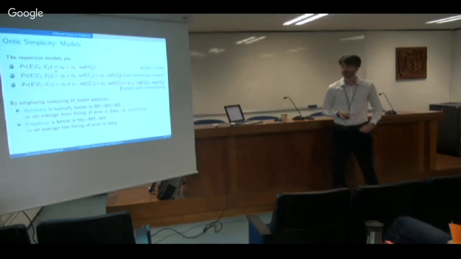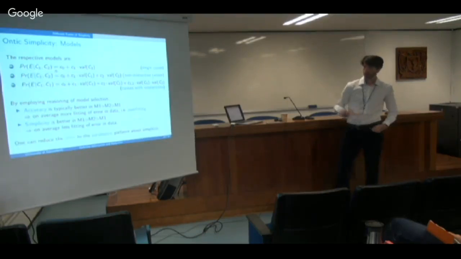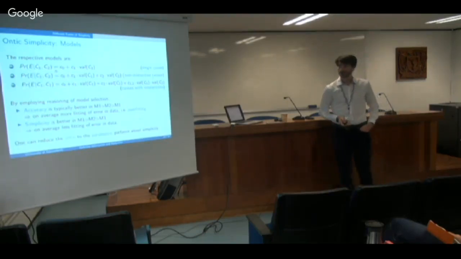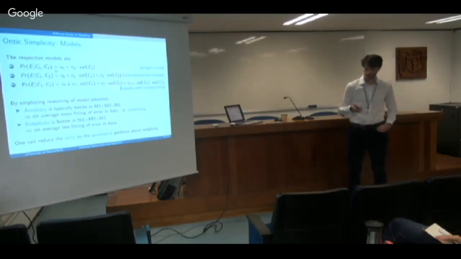But when it comes to simplicity, it's clear that this is simpler than this. Here I just need one cause for explaining the phenomenon, and here I even need interactive causes to explain the phenomenon. So for this kind of ontic simplicity, we can just apply the parametric argumentation for the epistemic value of simplicity. And in this sense, ontic simplicity reduces to parametric simplicity. That's the idea.